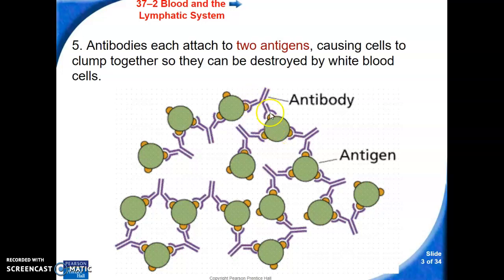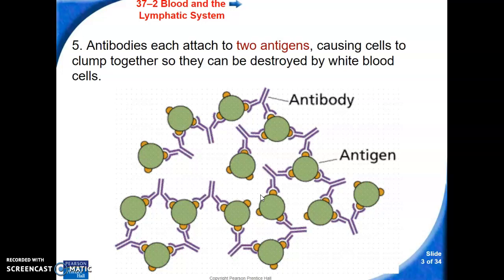So each antibody can hold on to two, so it's holding on to this one and this one. And then this antibody can hold on to two, this one and this one. And you can see how they begin to clump together. So the purpose of an antibody is not to kill the thing, but to attach it together and then alert the immune system, hey, we've got a bunch of these foreign cells here for you to come and kill. And there are other cells that actually do the killing.